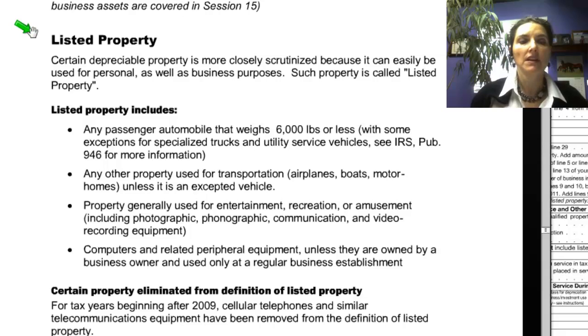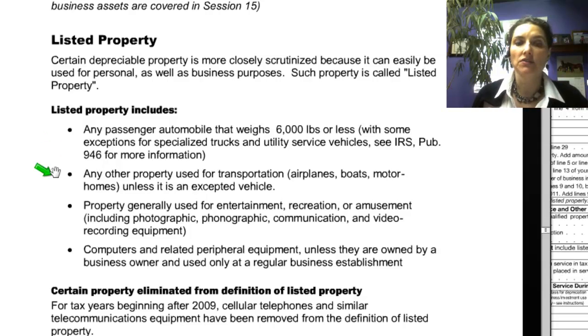Listed property. Certain depreciable property is more closely scrutinized because it can be easily used for personal as well as business purposes. Such property is called listed property. Listed property includes any passenger automobile that weighs 6,000 pounds or less, with some exceptions for specialized trucks and utility service vehicles. Refer to IRS Publication 946 for more information.